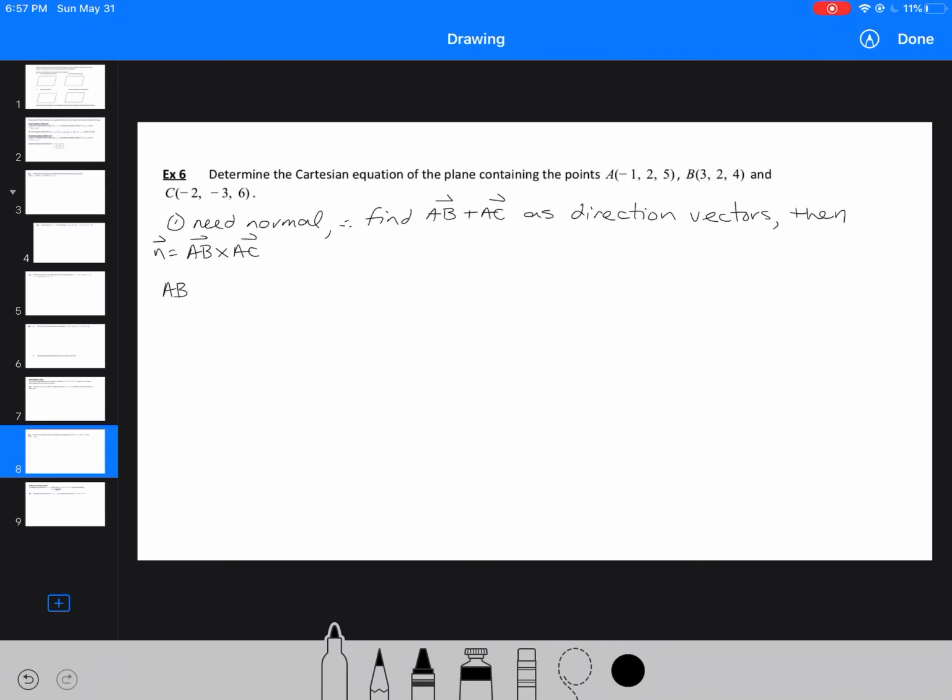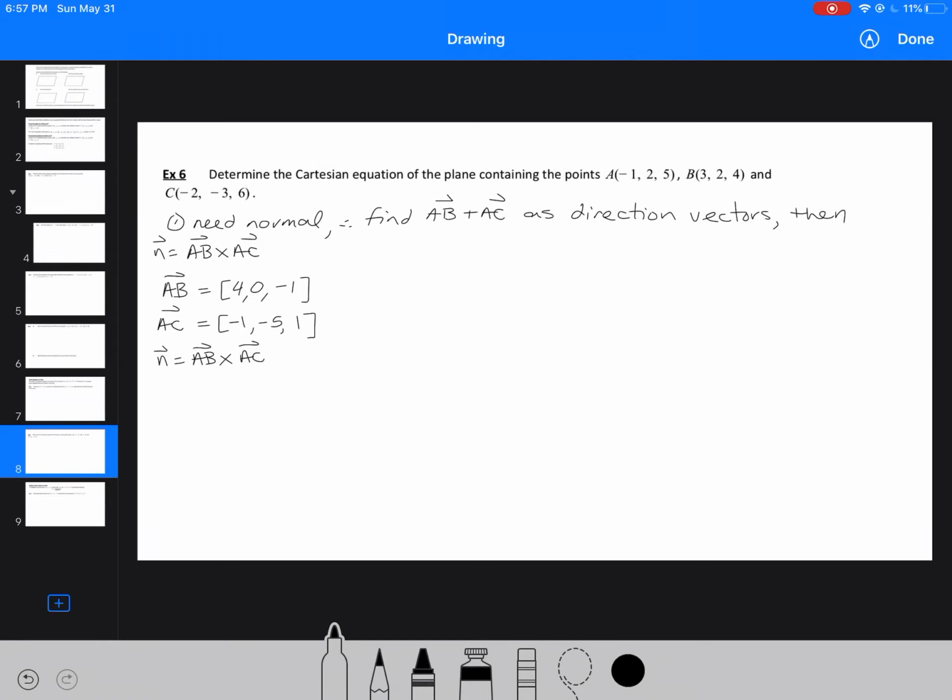So the first thing that we need to do is find AB. So that vector gives us 4, 0, minus 1. Then we're going to find AC. That vector should give you minus 1, minus 5, 1. Now we're going to find the normal. So N is equal to AB cross AC.